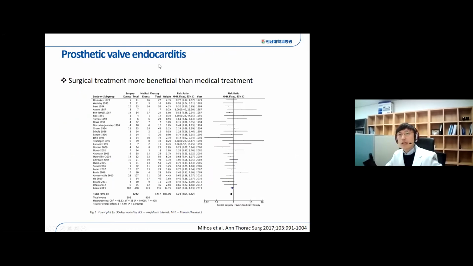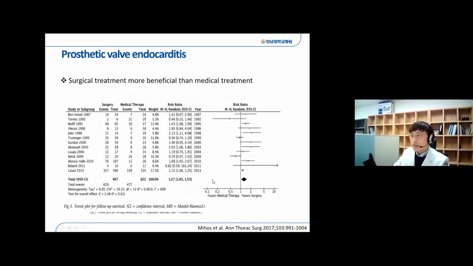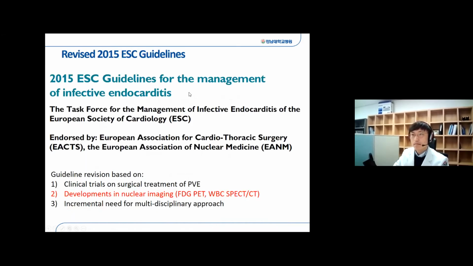And another problem is that in case of prosthetic valve endocarditis, surgical treatment may be more beneficial than medical treatment using just antibiotics. This is the result from a recent meta-analysis performed in 2017, and it consistently shows that surgical treatment is better than medical treatment in patients with definite prosthetic valve endocarditis, regardless of the risk model.